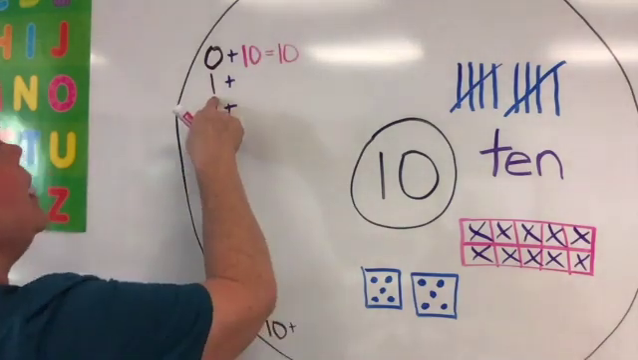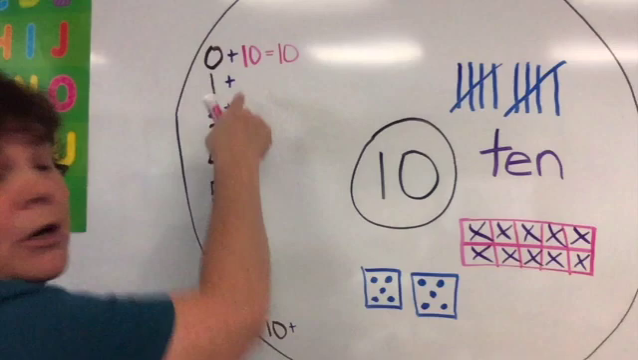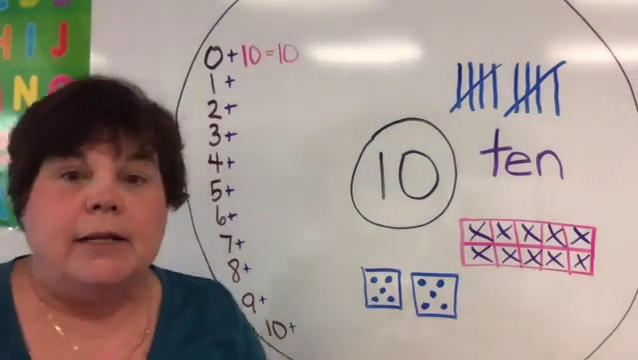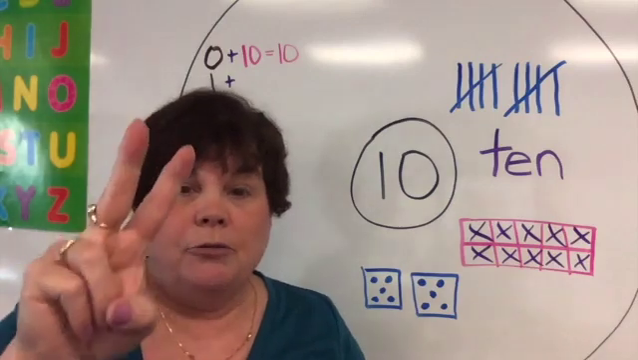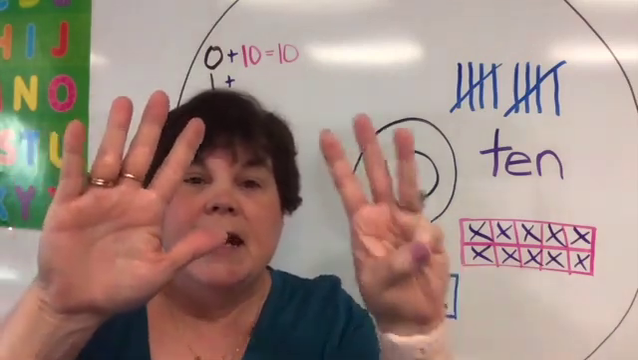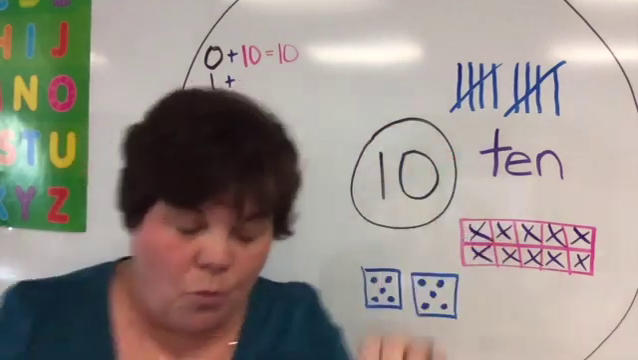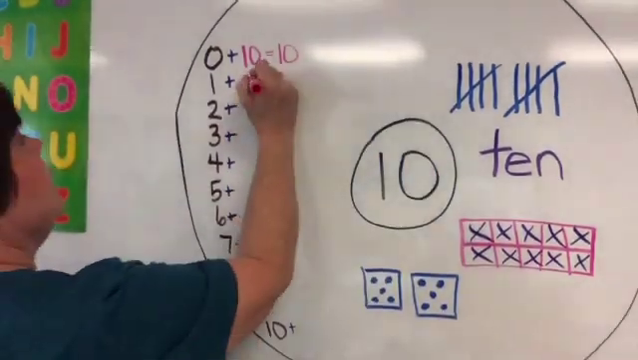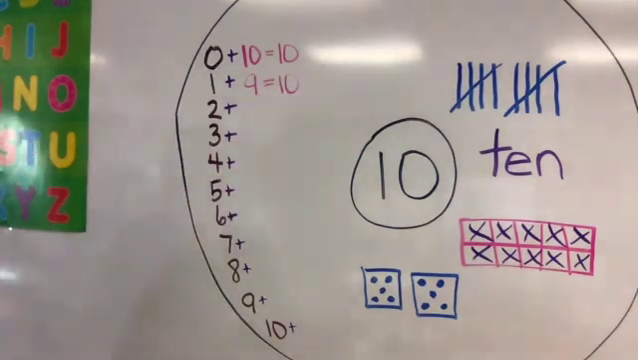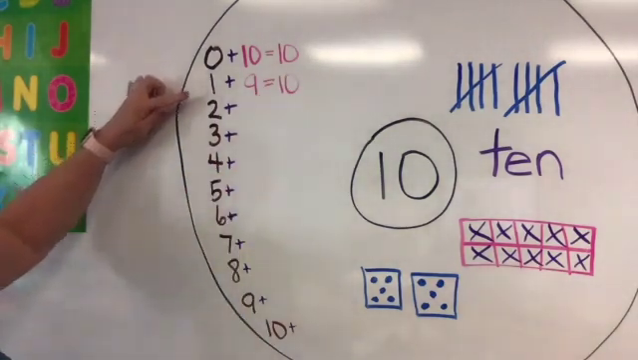If I have 1 plus some number, what would it have to be? Let's see. 1, let's count on, 2, 3, 4, 5, 6, 7, 8, 9, 10. So 1 plus 9 equals 10. Now, let's see if we're starting to see any kind of pattern here.